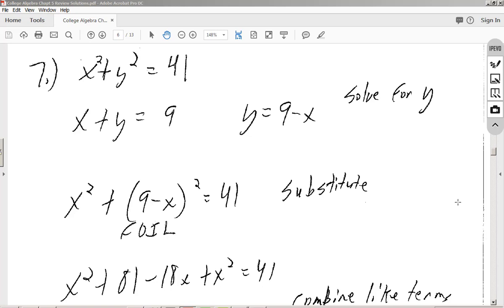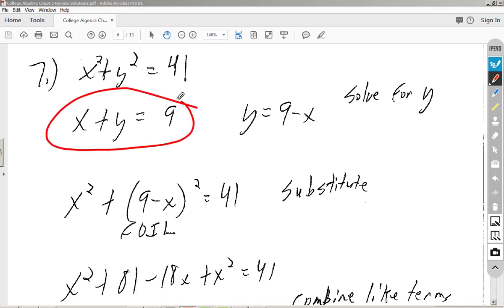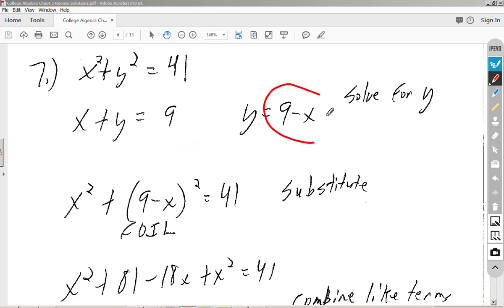And number 7, it says I've got x squared plus y squared all equals 41. I've got x plus y all equals 9. The directions say solve the system by the substitution method. So solving the system by the substitution method, I'm going to take my second equation. I'm going to solve for y. I'm going to subtract x from both sides. So I get y equals 9 minus x. Now that I know that y equals 9 minus x, I'm going to substitute that into my first equation.